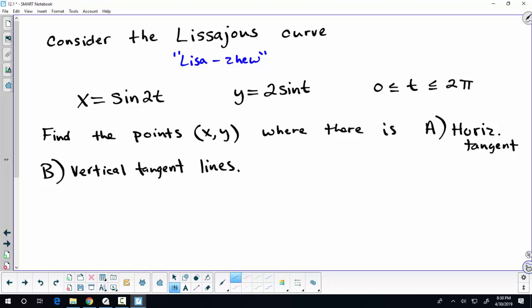Is horizontal tangent referring to when the slope of the tangent line is equal to 0? Correct. And vertical tangent would just be an asymptote. Right, undefined slope, which is vertical, yeah.